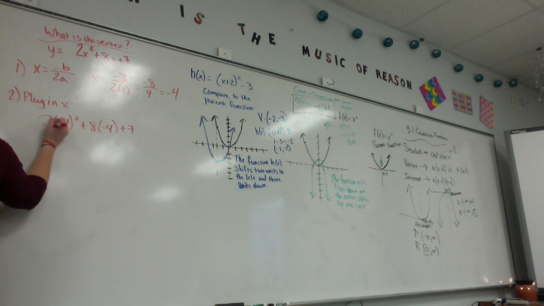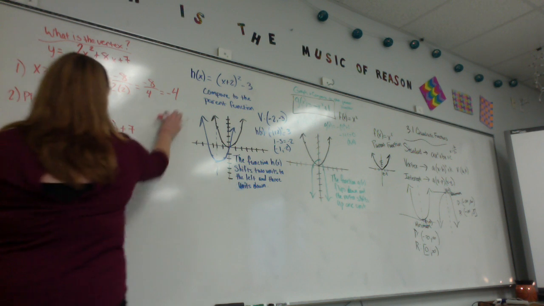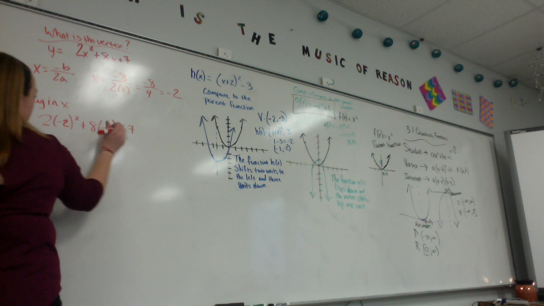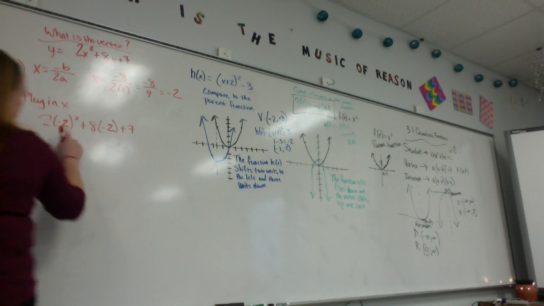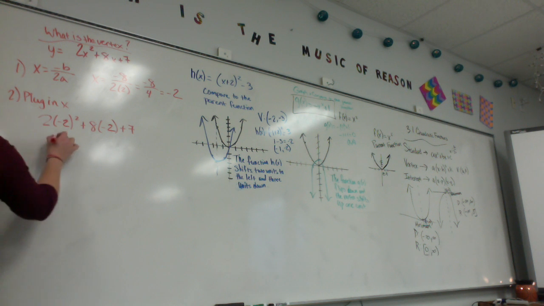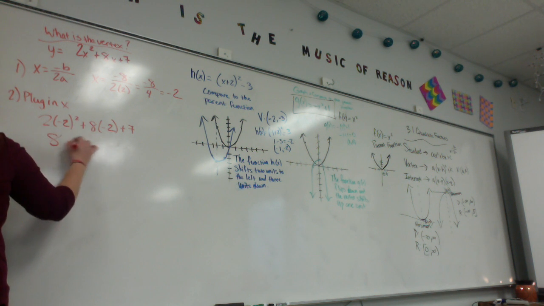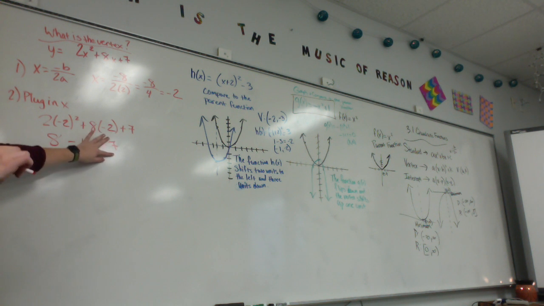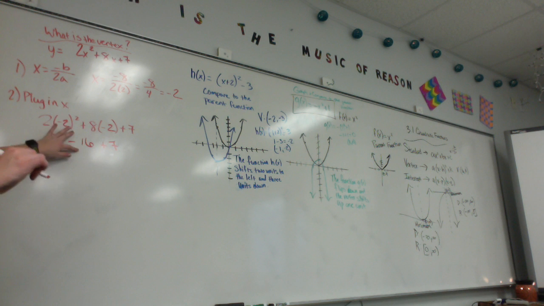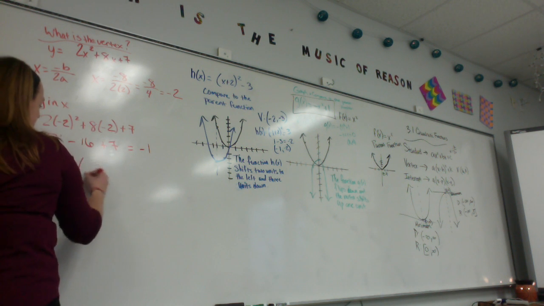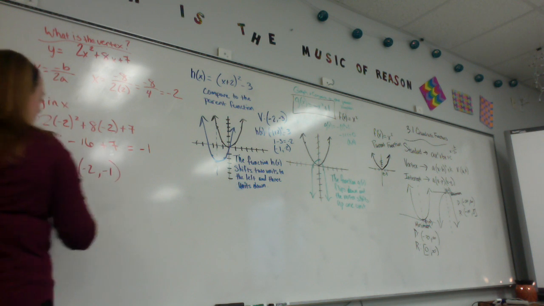What's negative 8 over 4? Wouldn't it be negative 2? Yes, it'd be negative 2. Good call. Okay. What is negative 2 squared? Negative 2 squared is 4. 4 times 2 is 8. 8 times negative 2 is negative 16 plus 7. 8 plus 7 is 15, and 15 minus 16 is negative 1. So my vertex is negative 2, negative 1.